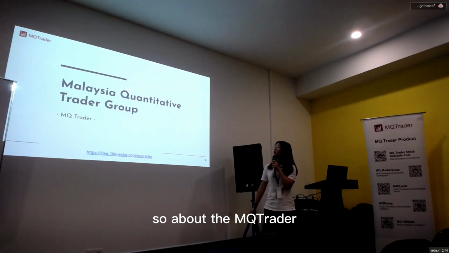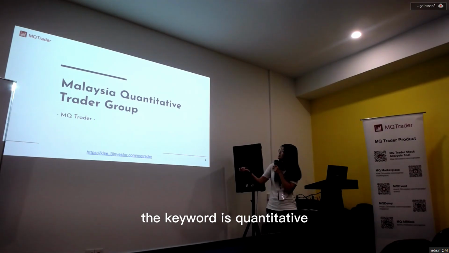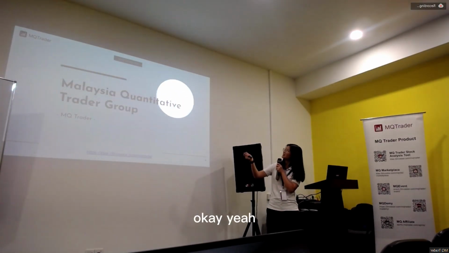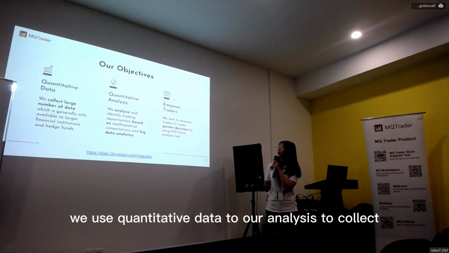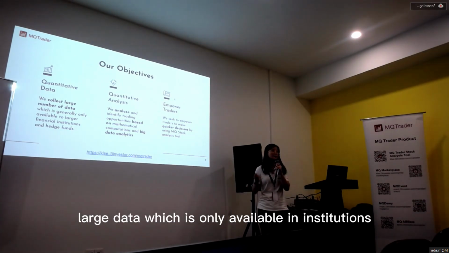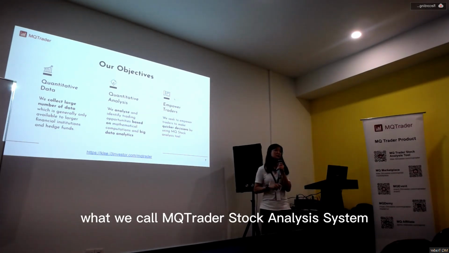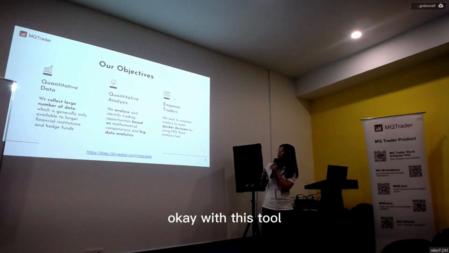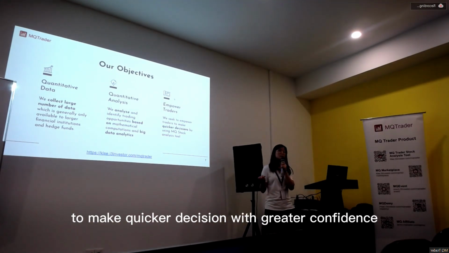About MQTrader: the full name is Malaysia Quantitative Trader Group. The keyword is quantitative. We use quantitative data to do our analysis, collecting large data that is only available to institutions. Then we compile it into a system, what we call the MQTrader stock analysis tool, and we've made it available for our MQ members for free. With this tool, we seek to empower our members to make quicker decisions and with greater confidence.